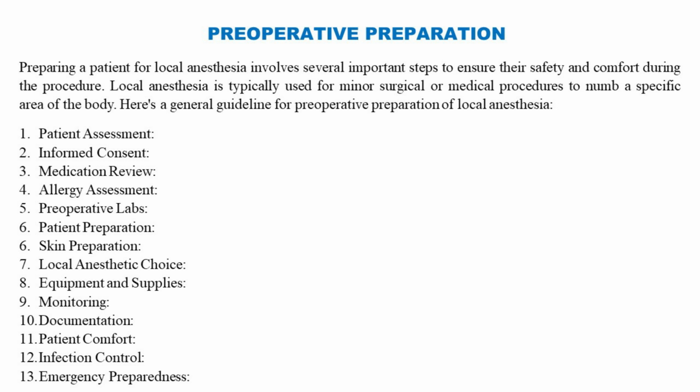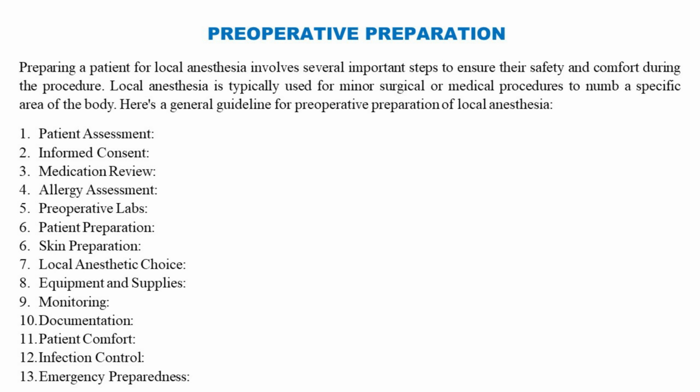3. Medication review. Review the patient's current medications and adjust them as necessary, especially blood-thinning medications that might increase the risk of bleeding. 4. Allergy assessment. Check for any known allergies to local anesthetics or related substances. 5. Preoperative labs. Depending on the patient's health and the procedure, order any necessary preoperative laboratory tests such as blood counts, coagulation studies, or metabolic panels.